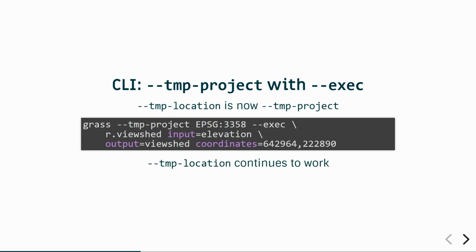And Grass also has a command line interface, and there we did the same change, that what was called location is now called project. And the nice thing is that the old things in the command line keep working the same way.